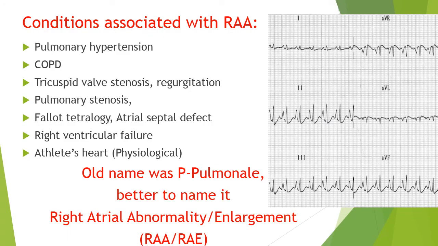Regarding the conditions associated with right atrial abnormality, most commonly pulmonary hypertension, then COPD, then tricuspid valve stenosis or regurgitation, then pulmonary stenosis, then tetralogy of Fallot, atrial septal defect, right ventricular failure, and it may occur with something physiological like athlete's heart. The old name was P pulmonale, but it's better now to name it right atrial abnormality or right atrial enlargement, as not always is there a lung condition or lung pathology.